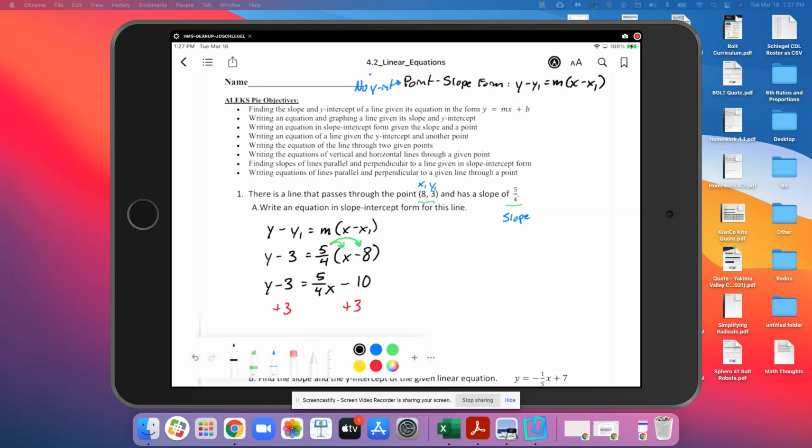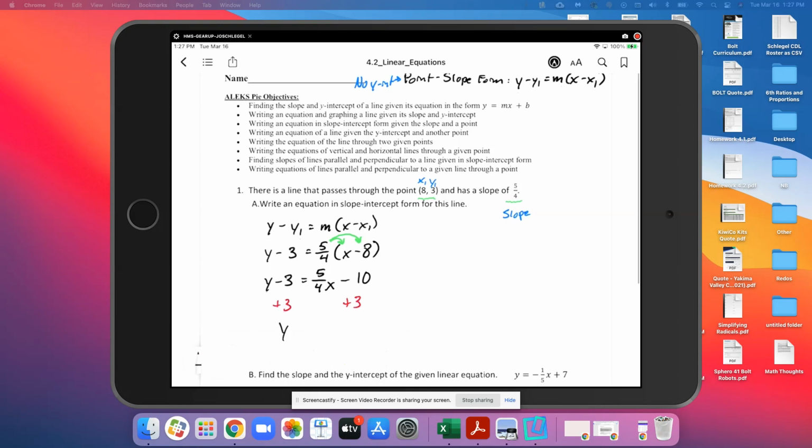And I need to remember my rules about positive and negative numbers. So let's get to that right now. y equals 5/4x. I have a negative and a positive, so the signs are different. I need to find the difference. The difference is 7. And I put the sign of the bigger number. 10 is bigger. It's negative. So our answer is negative. So for this one, folks, we are going to have y equals 5/4x minus 7 as the equation.